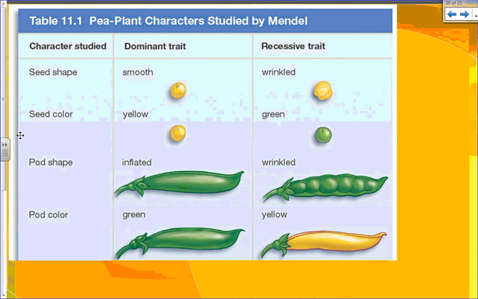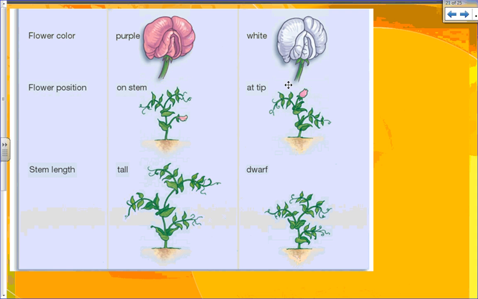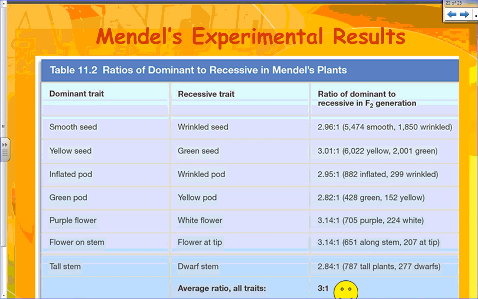So seed shape, seed color, pod shape, being inflated or wrinkled. And these may be things that you've already noticed in your own gardens. Flower color, purple or white. Flower positions, they can be on the stem or they can be at the tip. This is called terminal. This is axial. Stem length can be tall, and plants can be short or dwarf.